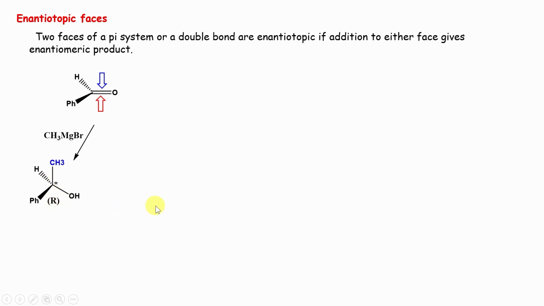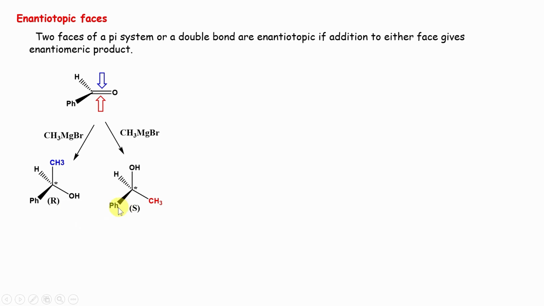Then if the addition of the Grignard reagent takes place through the bottom face, then you will get this alcohol having configuration S for the newly formed chiral center. And so these two are enantiomers. These two molecules are enantiomers.